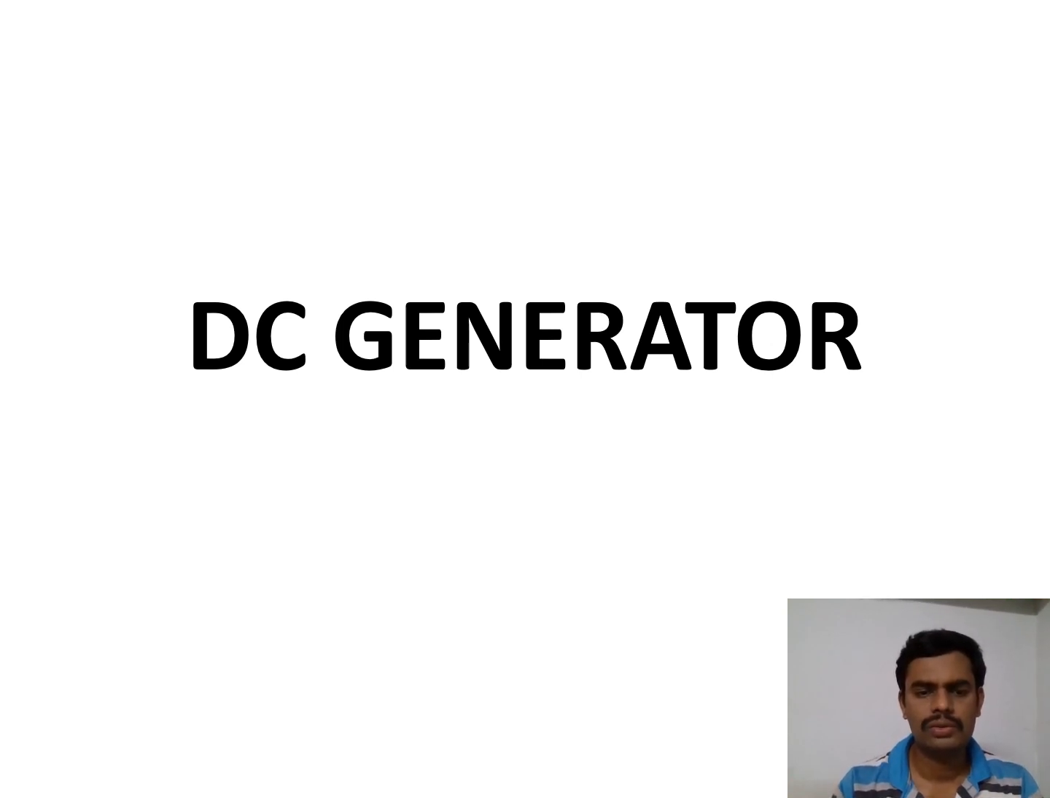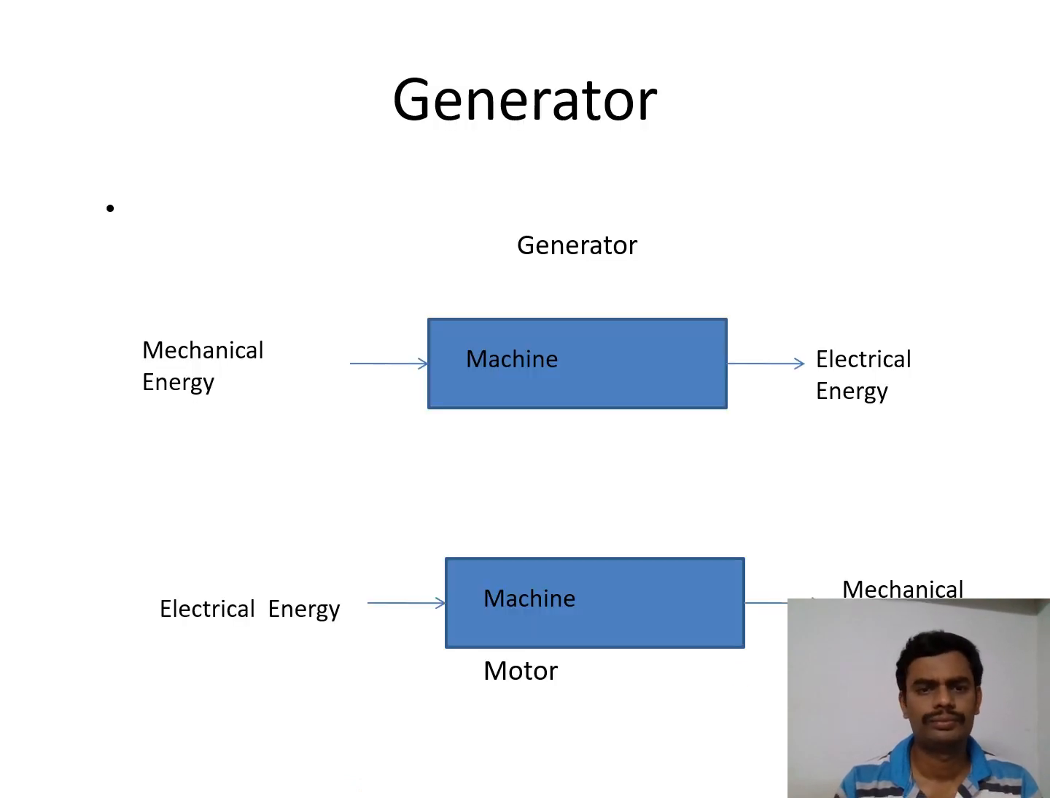Morning students. Today we'll be learning about DC generators. Coming to the DC generator or a generator, a generator is a device or a machine which converts mechanical energy to electrical energy.